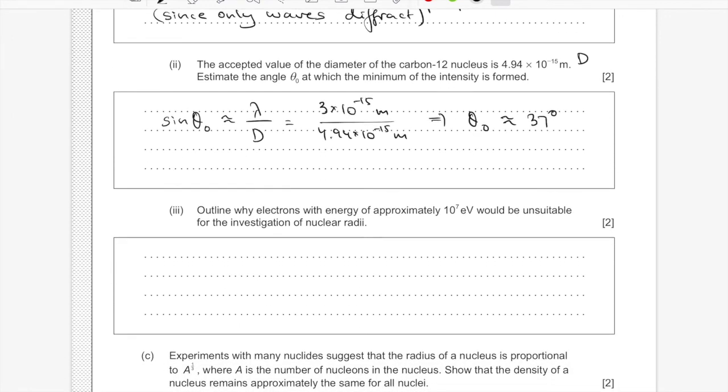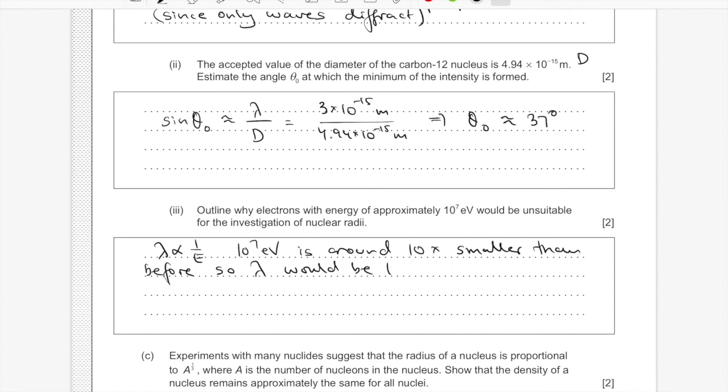Okay, so if we lower the energy, then they would be unsuitable, because the wavelength, as we can see, is inversely proportional to energy. So 10 to the 7 is around 10 times smaller than the previous energy, which means the wavelength is going to be 10 times longer. And with such a long wavelength compared to the size of the carbon nucleus, then we won't get diffraction.